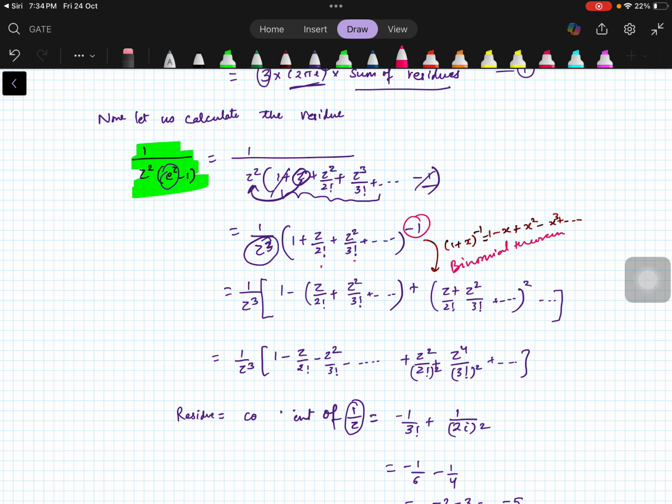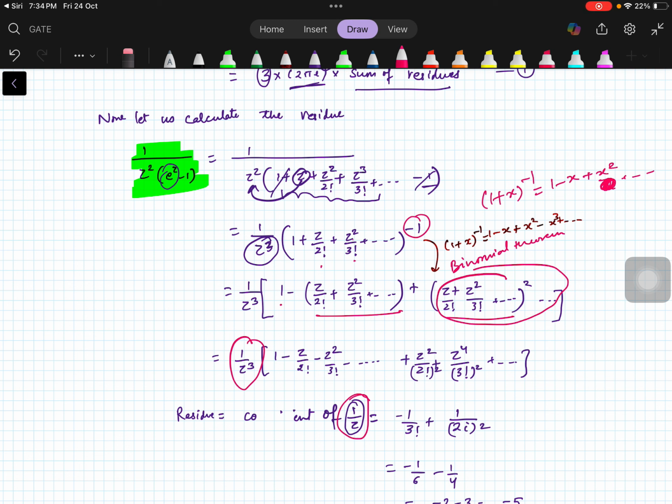Now I am going to use the binomial theorem, that is 1 plus x raised to power minus 1, which is 1 minus x plus x square and so on. Not 2 factorial, there is no 2 factorial. Now this is 1 by z cube, because my aim is to look at the coefficient of 1 by z. The first term will not help me, because there is no term there which gives 1 by z. Only here I will get 1 by z when I have this and this.